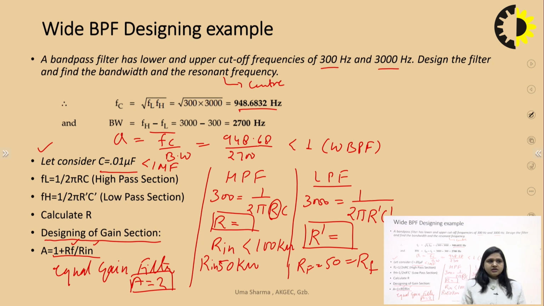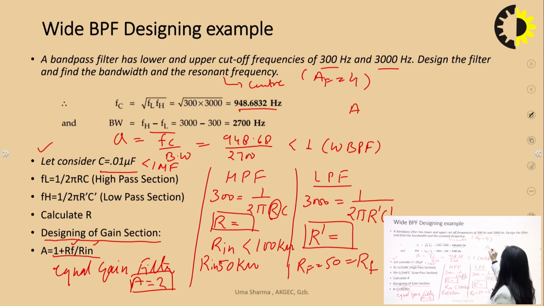But if gain is given, let's say here it is given that AF equals 4, then you can write the equation for gain, that is AF equals the gain of the low pass filter multiplied by the gain of the high pass filter.